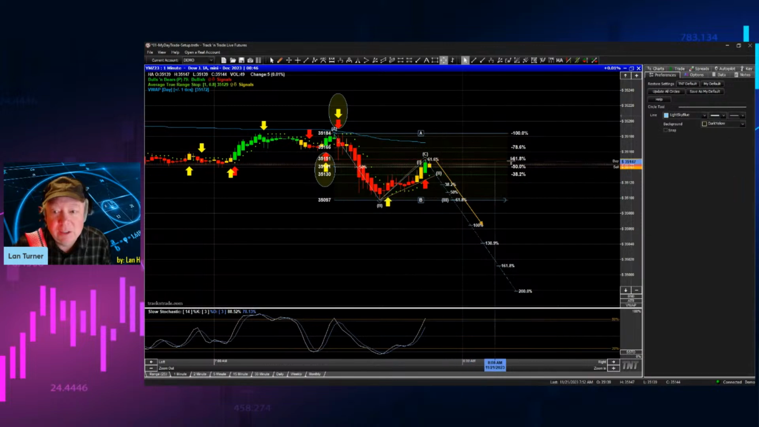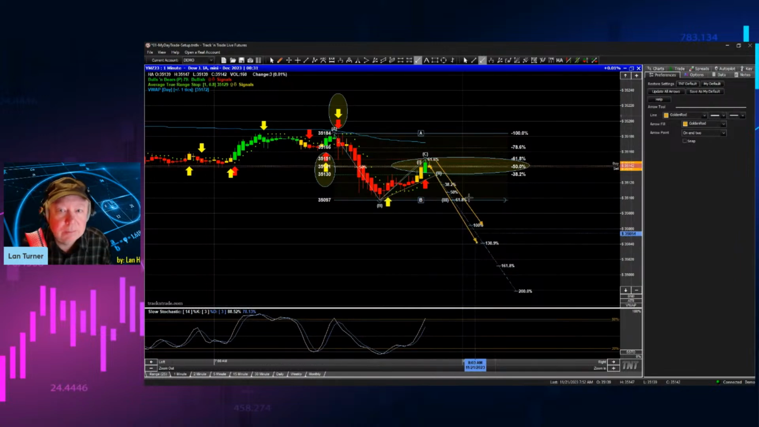This is what I call the Fibonacci sweet spot between 61.8 and 38.2. So that's the sweet spot. Comes down, comes back to the sweet spot, and then usually we'll anticipate a drop out of the bottom here and then down to 100 or 130.9.